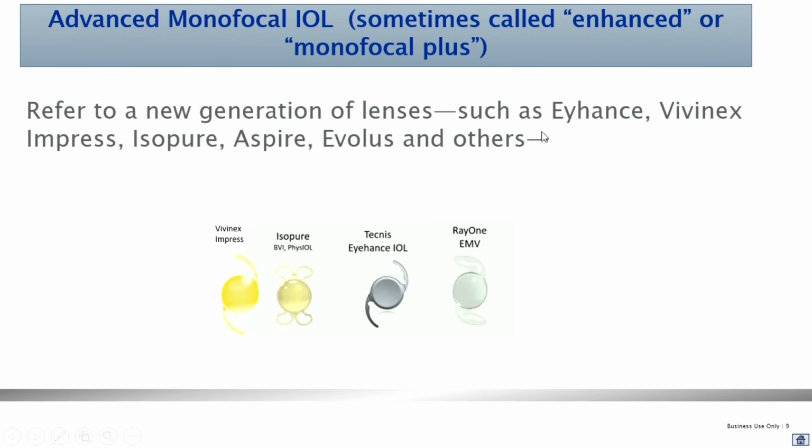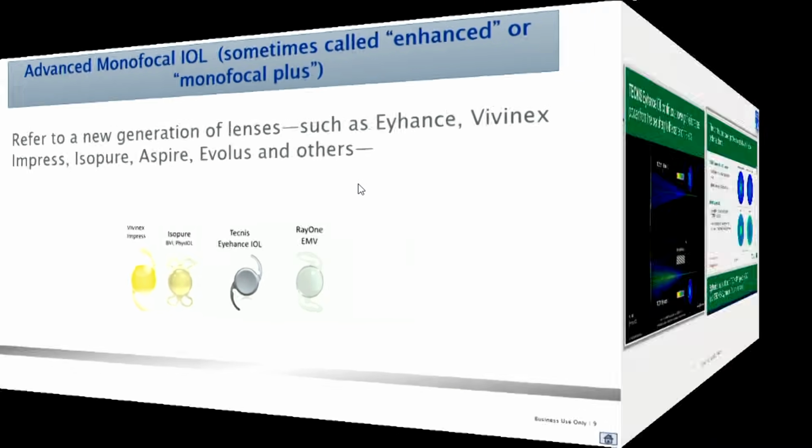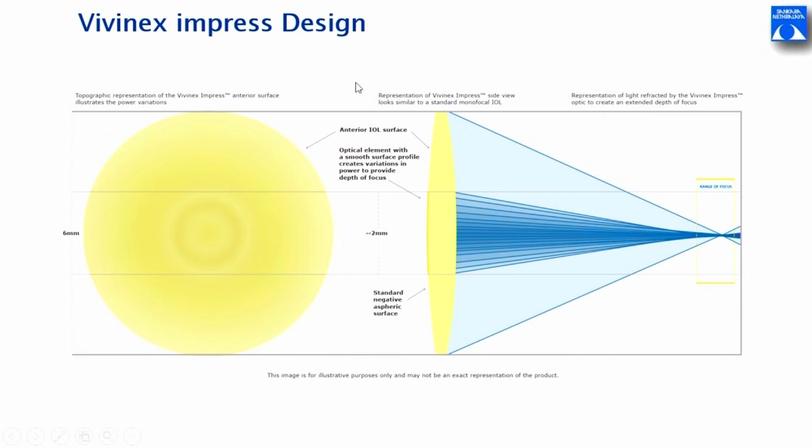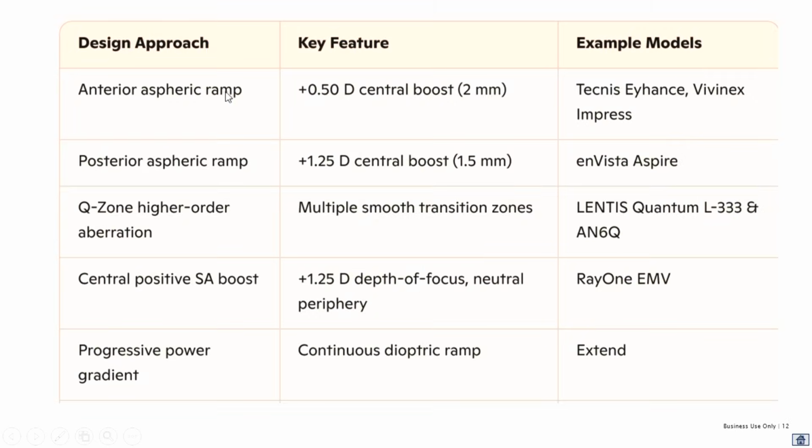These are the advanced monofocal lenses we have in the market, and there are plenty of them. We also looked into how these are corrected, either by zonal changes or a sudden change, which can give you the extended intermediate depth of focus. This is the design of the Vivinex Impress, where they change the central 2 mm, which can give you that range of focus. There are various ways this can be done, like an anterior aspheric ramp, posterior aspheric ramp, Q zone, central positive boost, or progressive power gradient, all trying to give some kind of intermediate vision.